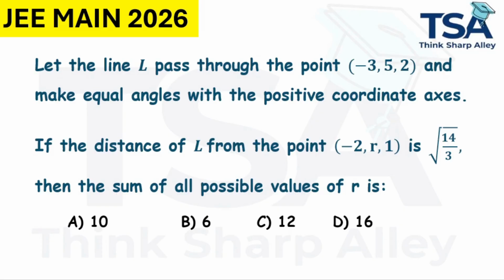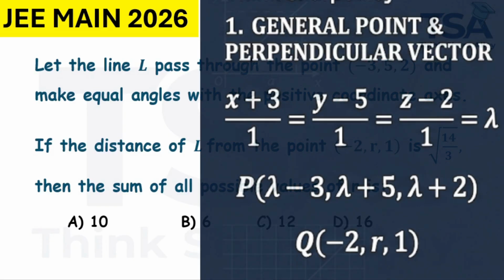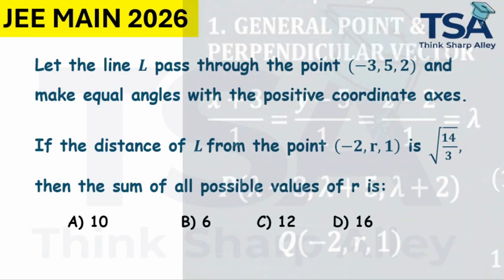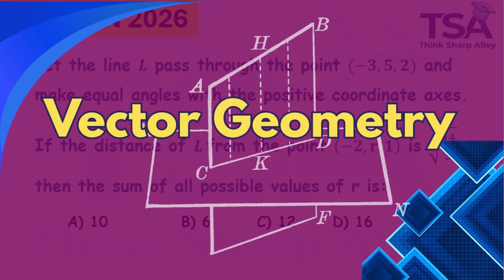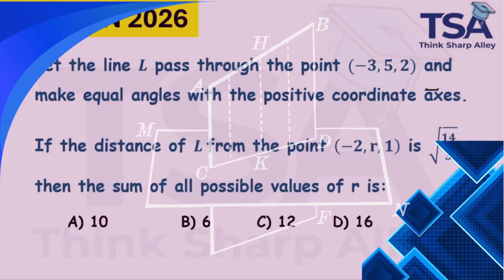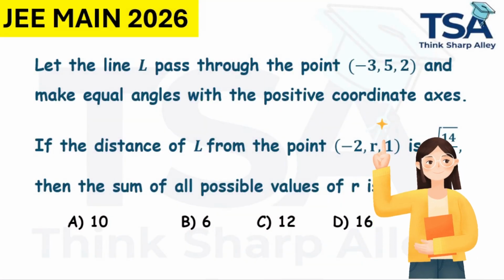Traditional textbooks will tell you to immediately write down the equation of the line, set it equal to lambda, and solve for a moving point. Today we are going to throw that entire process in the trash. Yes. We are going to solve this using pure vector geometry and shadows without ever writing down the equation of the line. So let's think sharp.